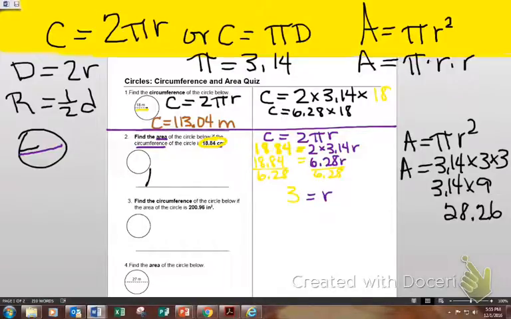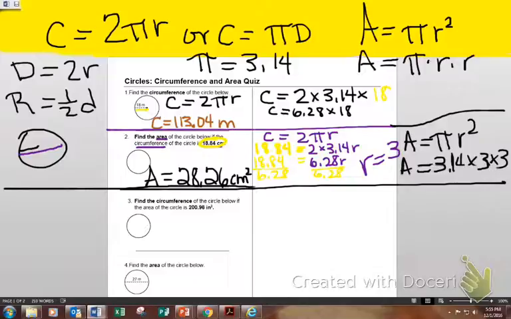The area is equal to 28 26/100ths centimeters squared. The area is a two-dimensional measurement. Now I'm going to clear the screen for number 3. If you still need the information for number 2, pause the video and go back.